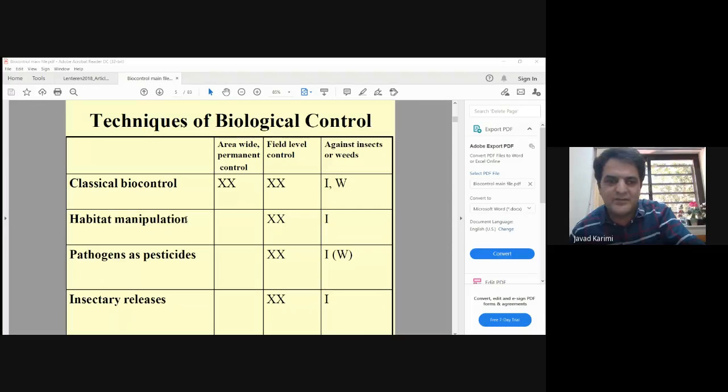In the case of habitat manipulation, sometimes we can conserve the natural enemy. We can encourage the natural enemy with habitat management. In this case, we can use the natural enemy at the field level, just for insects, not for weeds. The third strategy is the use of pathogens or microbial pesticides, which include different groups of microbes. We can use them in the field, the different types of pathogens, for both insects and weeds. And the last type of control is insectary release. In this type we rear and mass produce the natural enemy, then we can use it at the field level, against insects maybe.